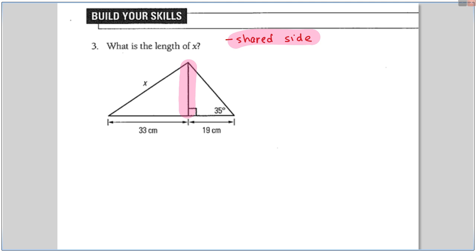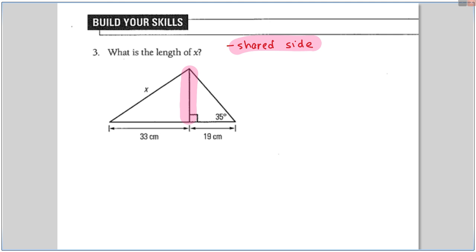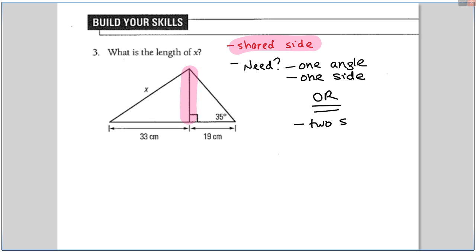Okay? And what do you always need? What do you need in trig? One angle, one side. Or two sides. Because if you had two sides, you could use a trig function and get an angle. Nathan, you got to pull your hood back.